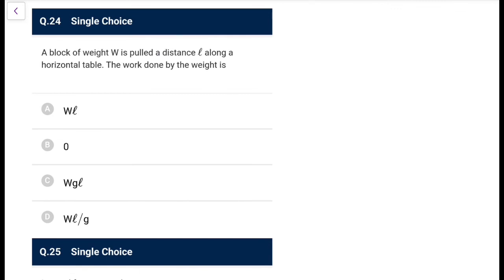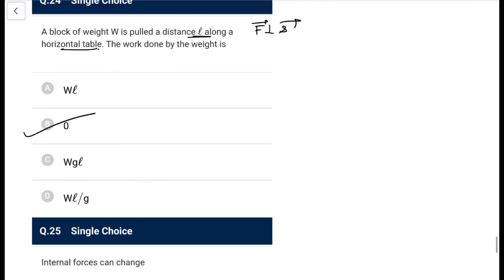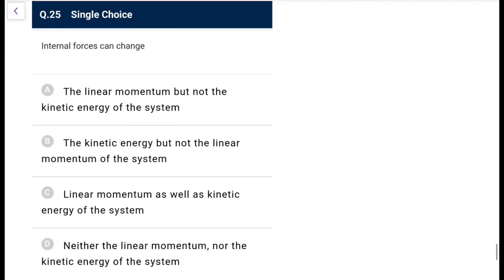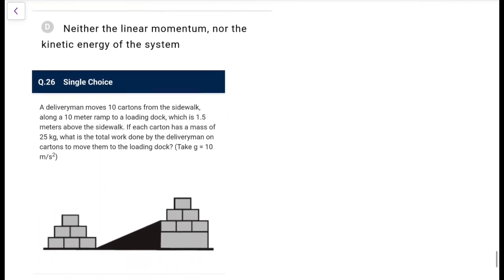The work done by the weight is 0, because it is pulled along a horizontal table, so the force and displacement are perpendicular. So be careful in reading it, don't do it in haste. Internal forces can change the kinetic energy of a system, but they cannot change the linear momentum of the system. So option B is the right answer that you have seen in many cases.